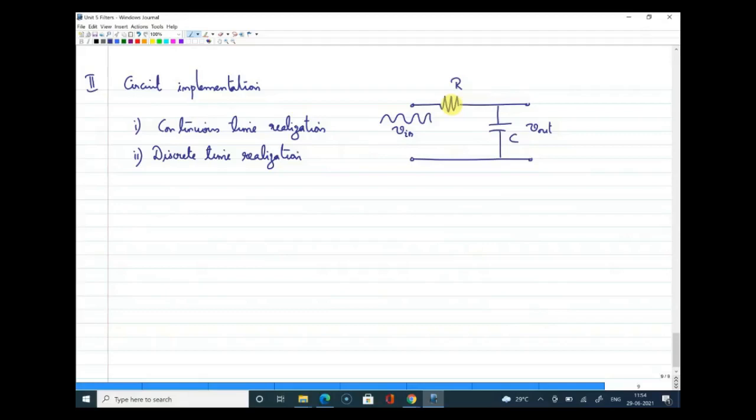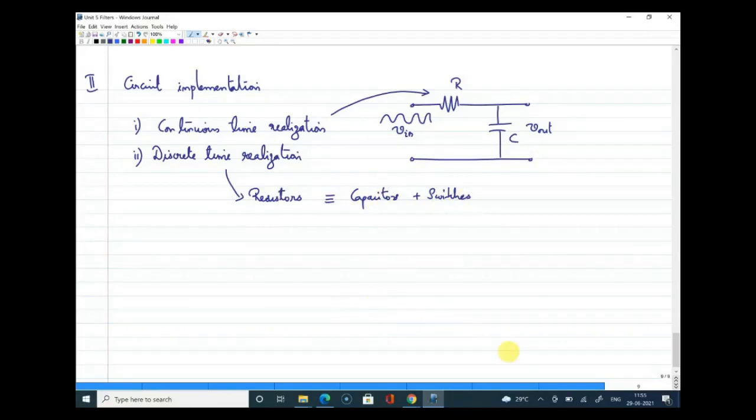Now when it comes to discrete time realization, what we do is, in continuous time realization we use a resistor. In discrete time realization, we will not directly use resistors. Rather, resistors will be replaced with something called switched capacitors, or resistors will be replaced with the help of switches and capacitors. So this is one way.